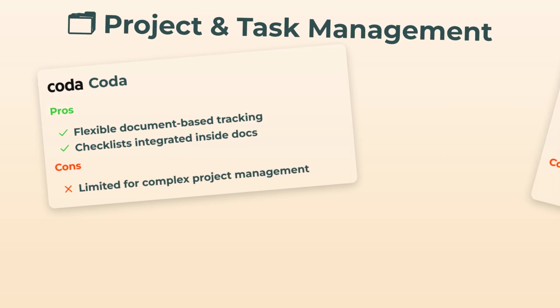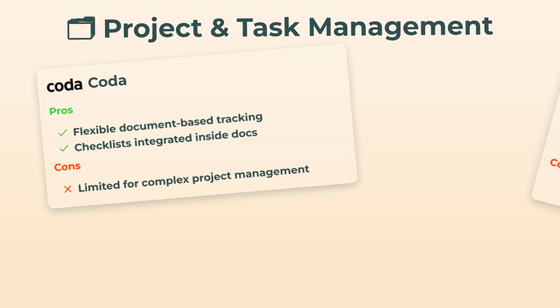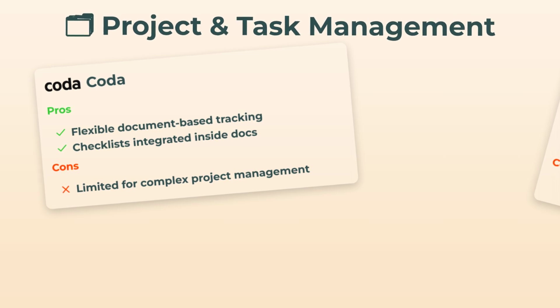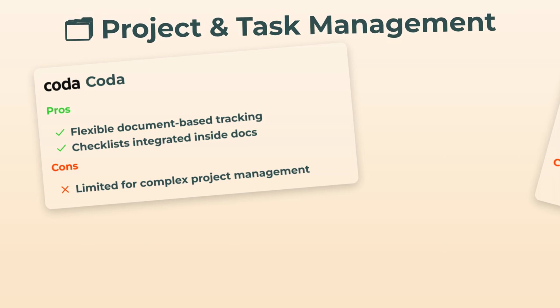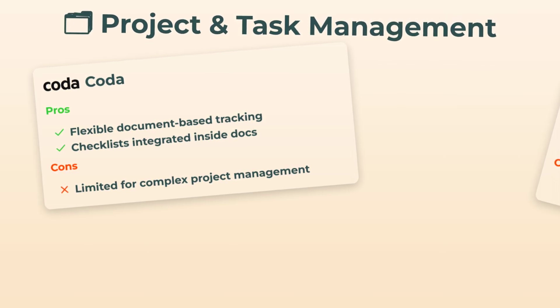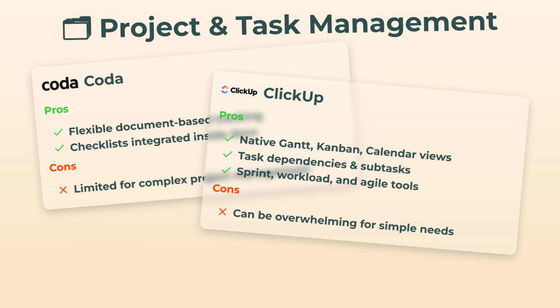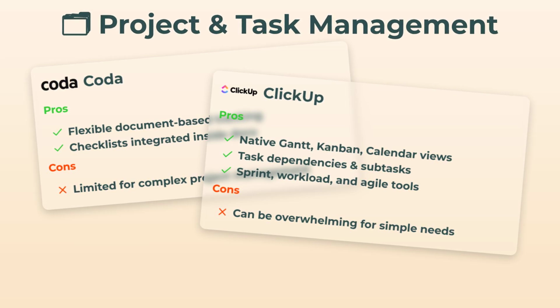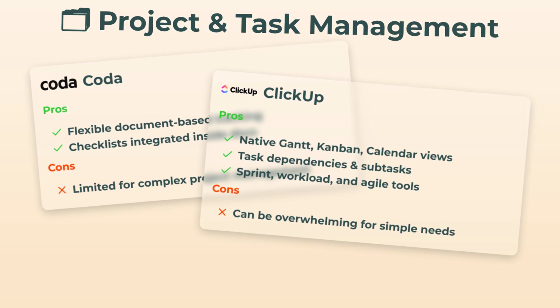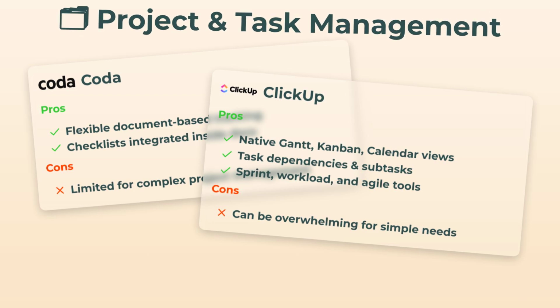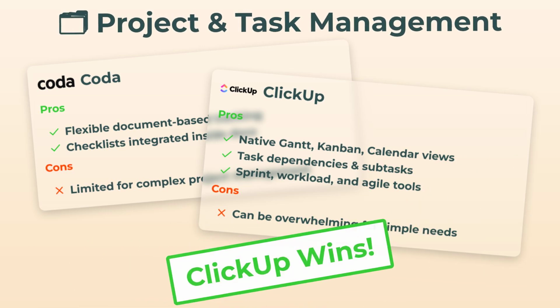First up, Coda. It's pretty flexible because you can literally track anything inside documents, like make checklists part of your notes. But if you're running actual projects with dependencies and timelines, Coda starts to feel kind of limited, honestly. Now, ClickUp. Oh man, this thing is built for project nerds. You've got Gantt charts, Kanban boards, calendar views, task dependencies, subtasks, even agile stuff like sprints and workload. But here's the catch. For simple task lists, ClickUp can get a little overwhelming. Still, for handling real projects, ClickUp definitely takes this round.